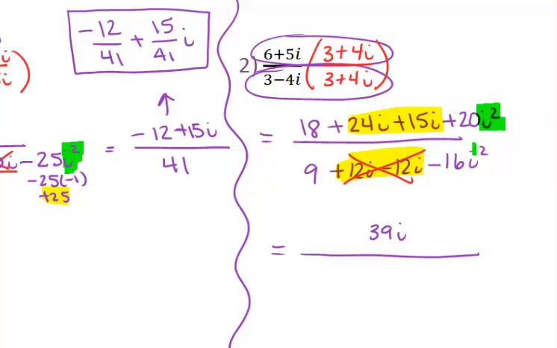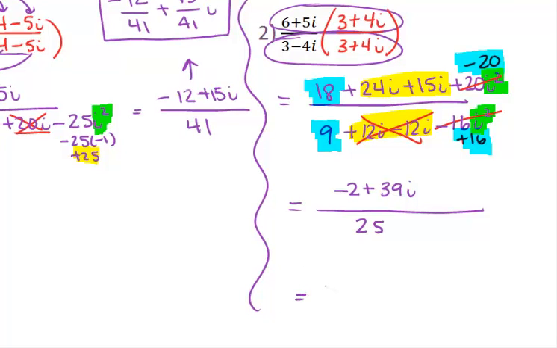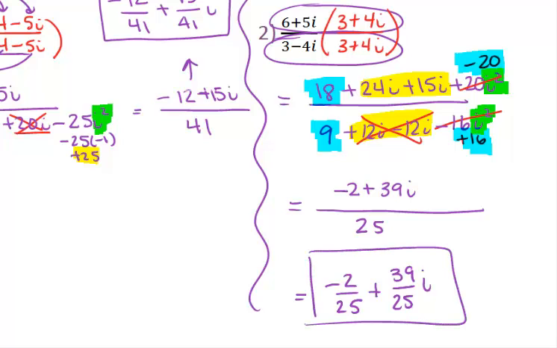Also, we know that i squared is negative 1. So here I have 20 times negative 1, which is negative 20. And on the bottom, I have negative 16 times a negative 1, which simplifies to be positive 16. So combining like terms on the top, I have my whole numbers of 18 minus 20 gives me a negative 2 plus that 39i. And on the bottom, we had 9 plus 16, which gives me a 25. Almost done. It's just not in the right format, so we just split it up. Negative 2 over 25 plus 39 over 25 i. Now it's in the form of a plus bi, so we've got our answer there.